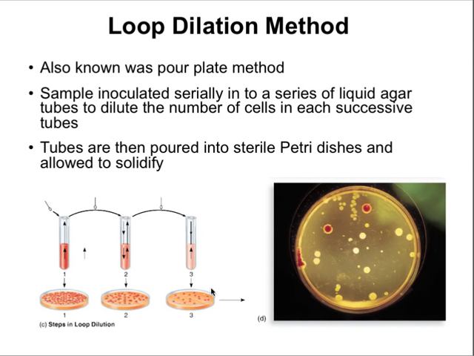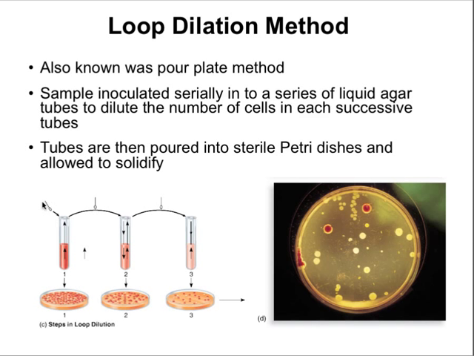Let's look at the loop dilution method. It's also known as the pour plate method because we're literally pouring it into a plate. The samples are inoculated into a series of cool liquid agar medium tubes. So these tubes have been placed in a hot water bath in order to melt the agar. And then it's cooled so it's still slightly liquid.